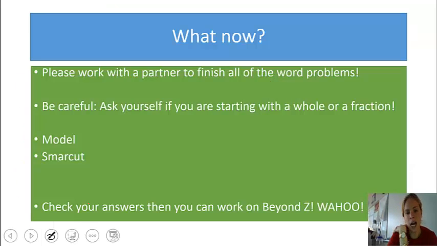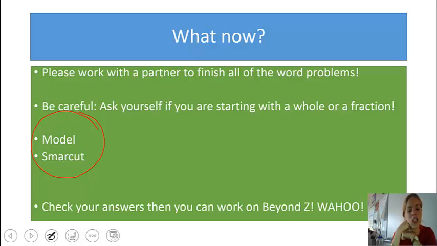All right, Kipsters, I think you're ready to go and work with your partner. So what do you do now? Please work with your partner to finish all of the word problems. Finishing all of the word problems means no Wall Street for you. And I'm always there if you need to grow your brain a little bit more. Be careful when you're dividing. Ask yourself if you're starting with a whole number or are you starting with a fraction? I do need to see 2 things on everybody's question. Draw the model and use the Smart Cut.